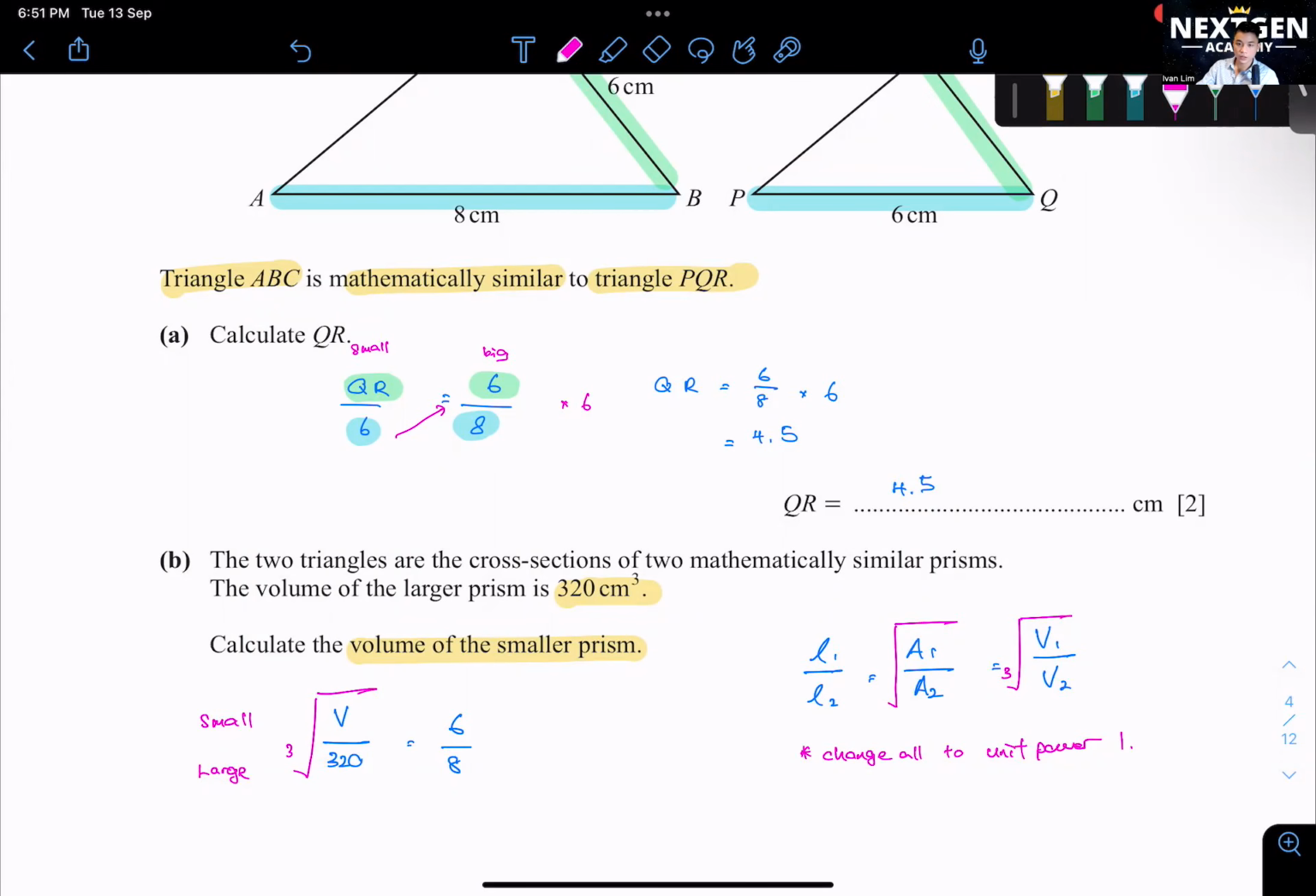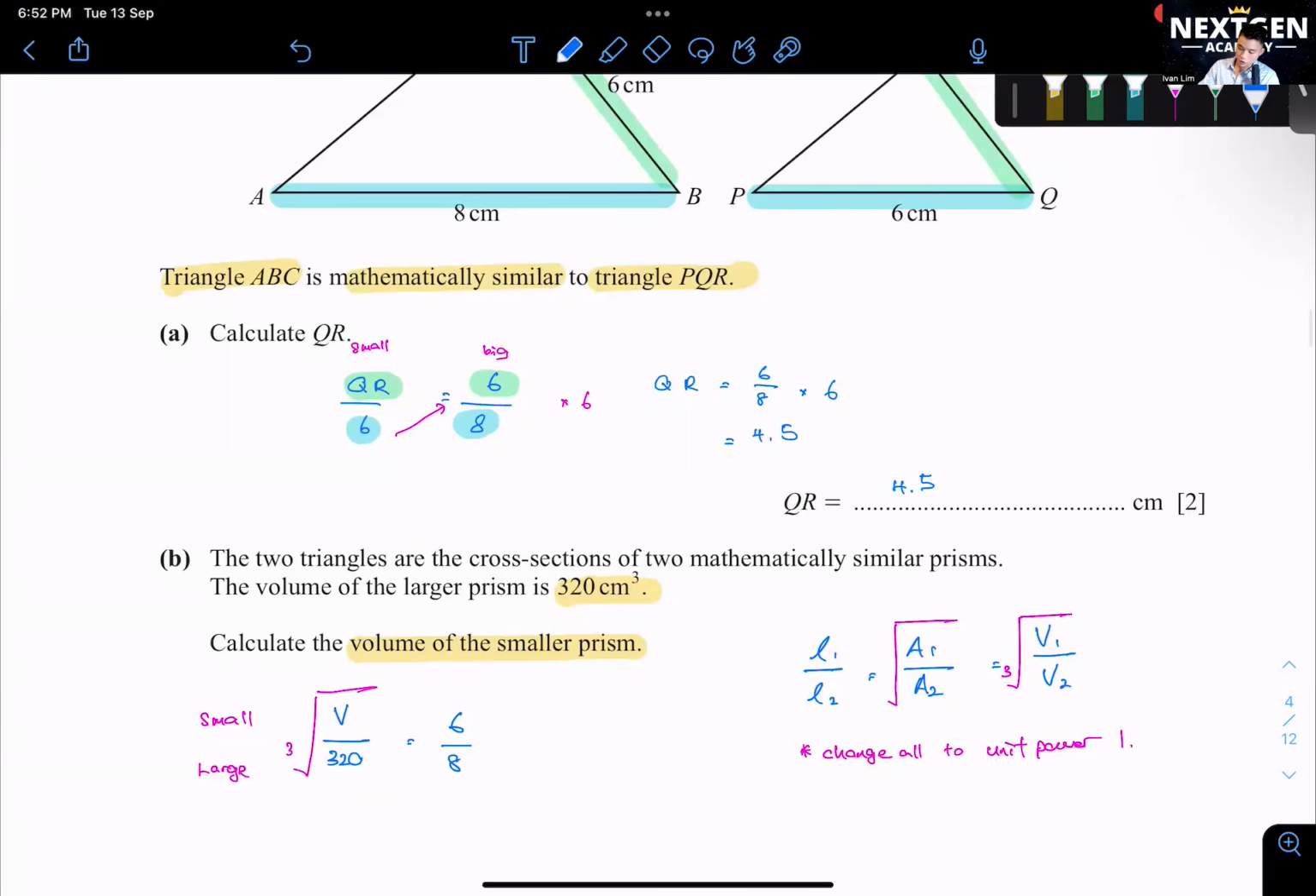Okay, understand how to do it? Because when you compare in terms of ratio like this, both need to be in the same unit. Now this is in terms of cm to the power 1, right? This one is cm to the power of 3. So I'm trying to convert this cm power 3 to cm power 1. Then only you solve it like this.